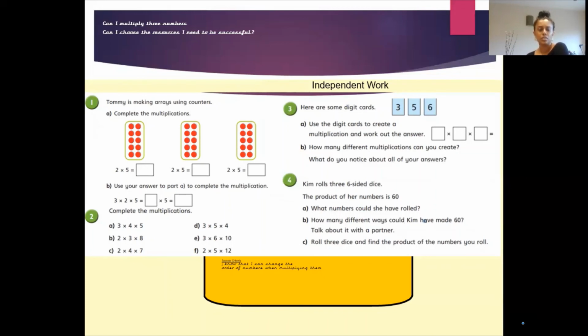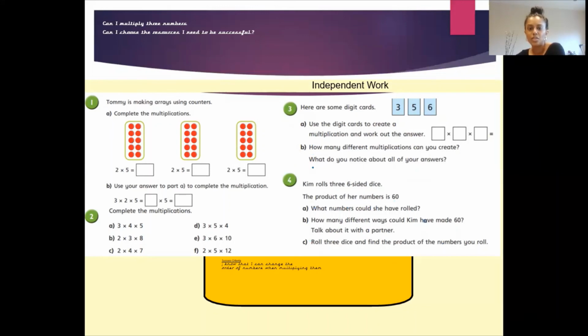Challenge number 2 is to also complete the multiplications again. You might like to use resources, or you might like to show your working out using pictorial methods. Your third challenge is using some digit cards to create multiplications and work out the answers. How many different multiplications can you create, and what do you notice about all of your answers? That's a really interesting question. What do you notice about all of your answers when you get to question number 3?